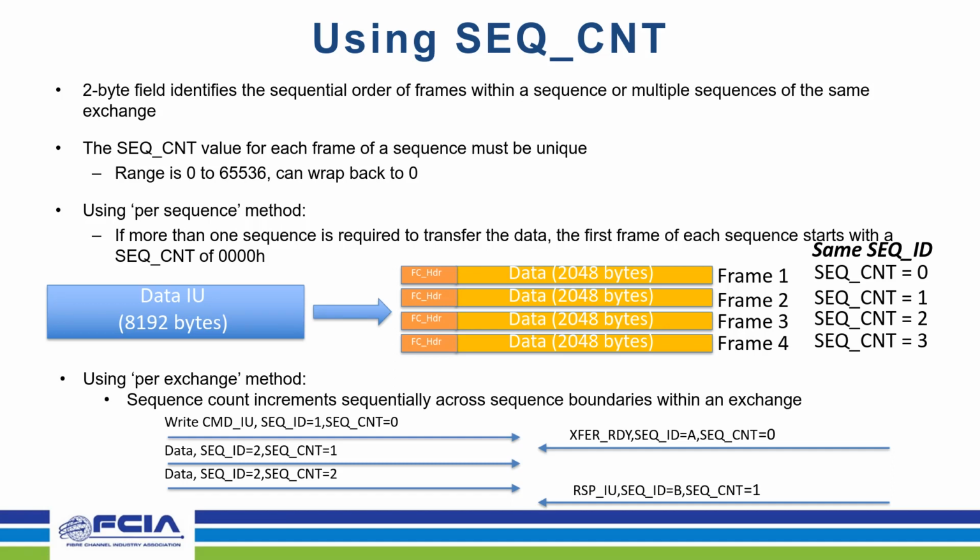When you're using the per sequence method, that sequence count is essentially a frame count within the boundaries of the sequence, which means that if more than one sequence is required to transfer the data, then the first frame in each sequence starts with a sequence count of 0, and each subsequent frame increments that count by 1. When you're maintaining the sequence count per exchange, then it's essentially a frame count within the boundaries of an exchange.